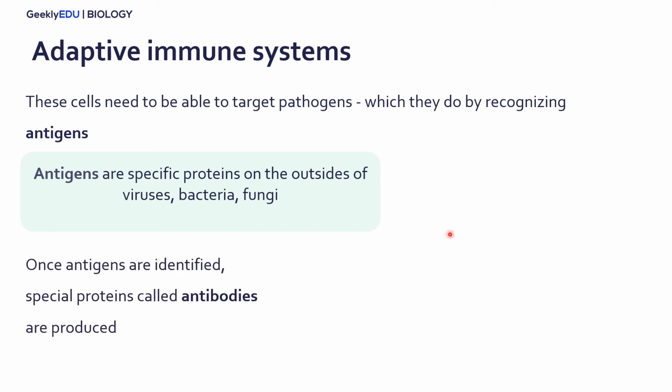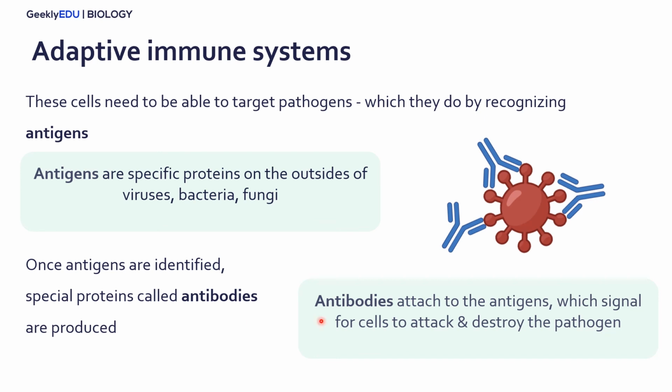And when our body identifies antigens, our adaptive immune system will start producing special proteins, which are called antibodies. And these antibodies will go and search for these antigens and attach themselves to the antigen on the pathogen. And then these antibodies will signal for other immune cells to come attack and destroy the pathogen. So here in blue are our antibodies, and you'll see the antibodies will attach themselves to the antigen, and then they will signal the alarm for other immune cells to come and destroy that virus.